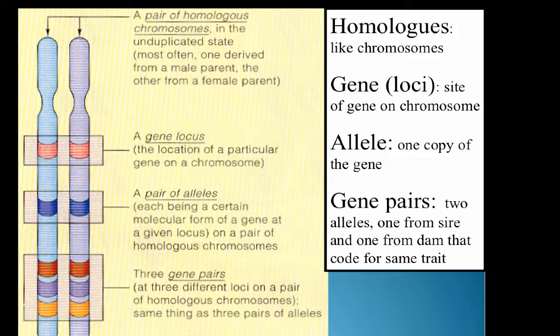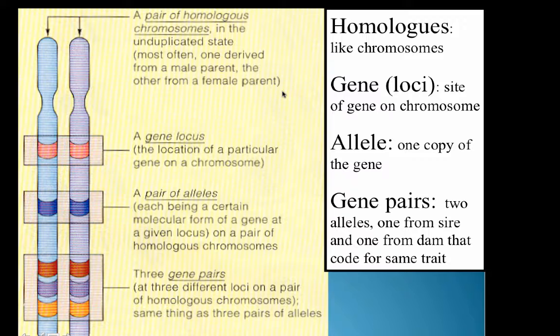So let's review some terminology. All right, just to orient you to this figure we have here, we have 2 chromosomes. You can think of both of these chromosomes as chromosome 1. So 1 from mom, 1 from dad.